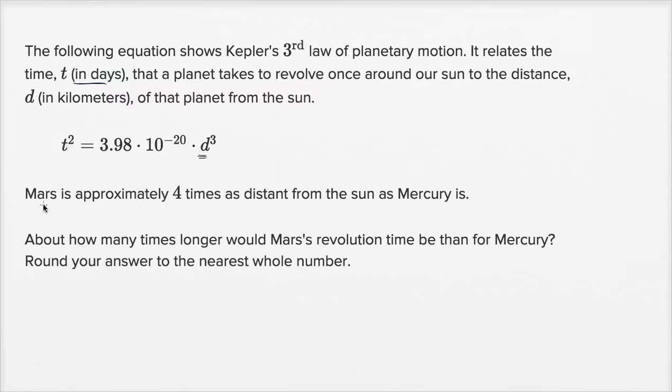from the sun. Mars is approximately 4 times as distant from the sun as Mercury is. About how many times longer would Mars's revolution time be than for Mercury? Round your answer to the nearest whole number. So let's think about it a little bit. If you increased d by a factor of 4, what's going to happen to t?